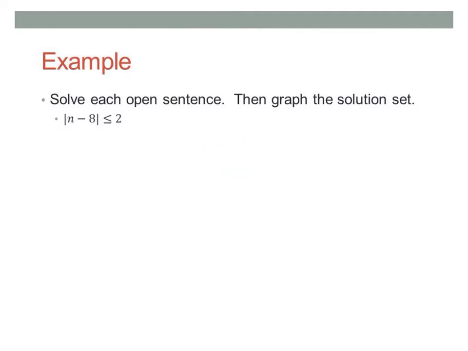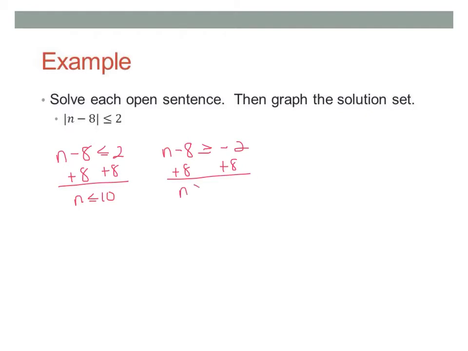Okay, so let's do that again. You're going to write your positive case. So n minus 8 less than or equal to 2. And then for your negative case, flip the inequality and then make it a -2. Okay, so we're going to add 8. Get n is less than or equal to 10. Add 8. n is greater than or equal to 6.